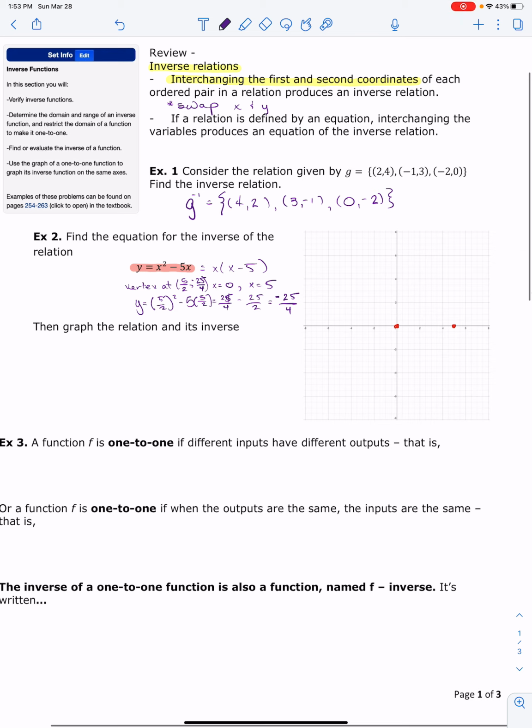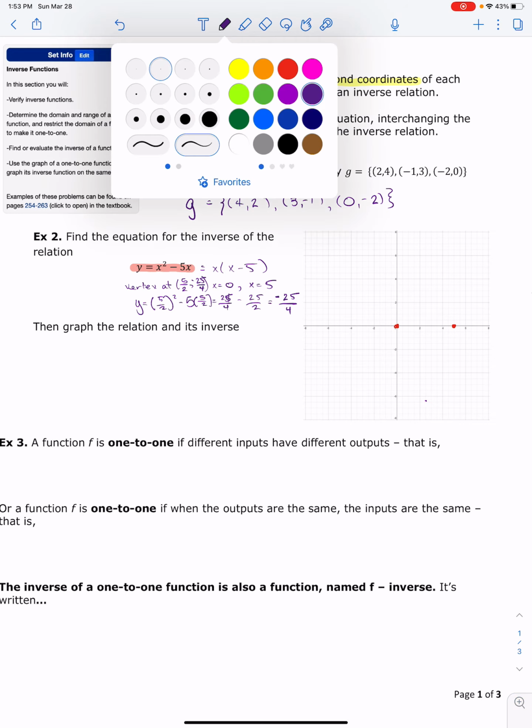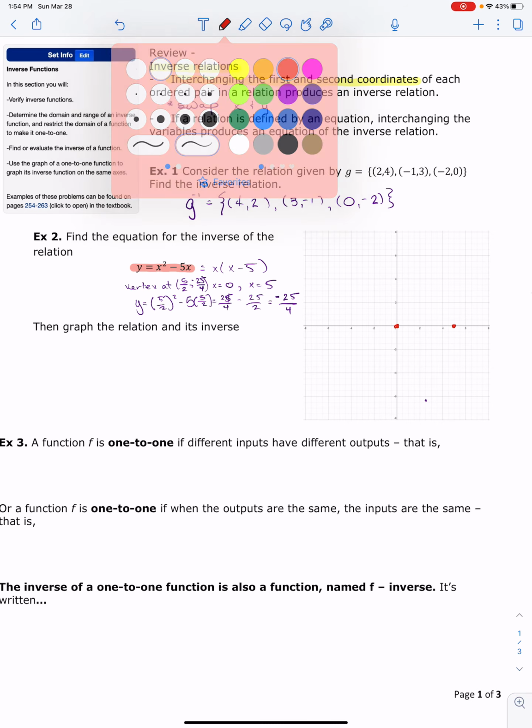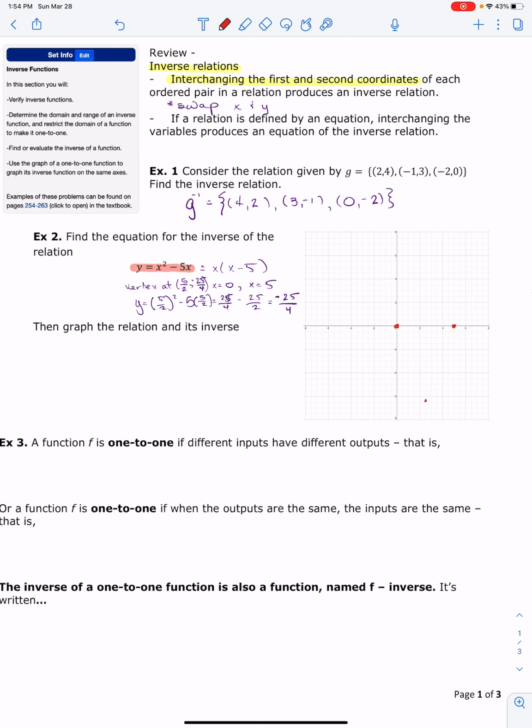So about 6 1/4. So there's my 2 1/2. 6 1/4. Let me be consistent with my colors. It's still not red. And there's our parabola. Okay.